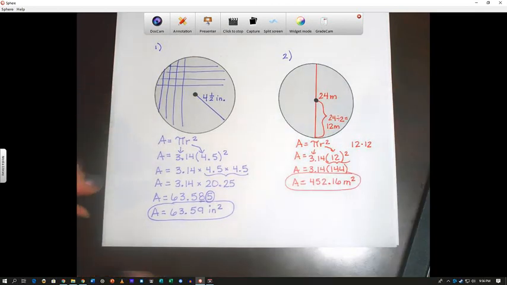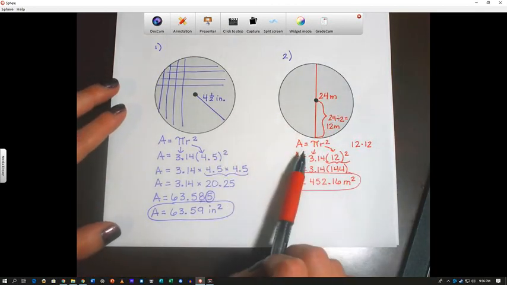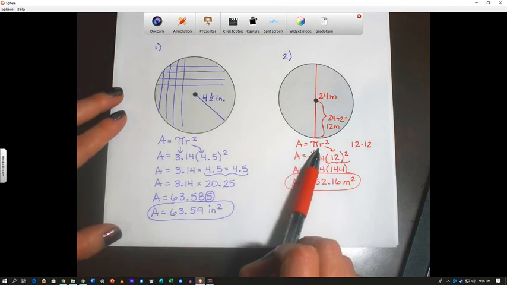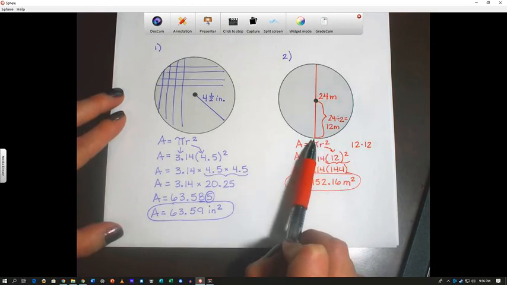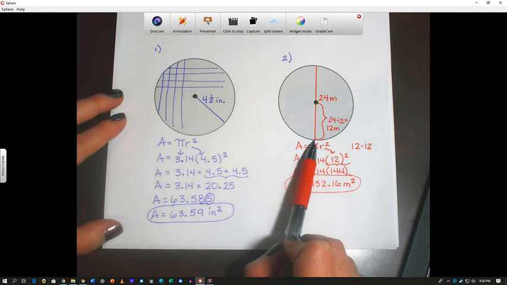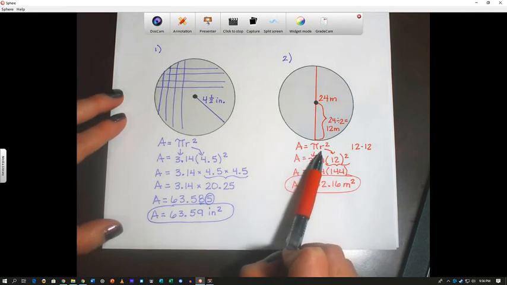Okay? So remember that formula for the area of a circle is pi times the radius squared. Make sure that you have the radius before you start using your formula. They might trick you by giving you the diameter, but remember we cut the diameter in half in order to find the area of a circle.